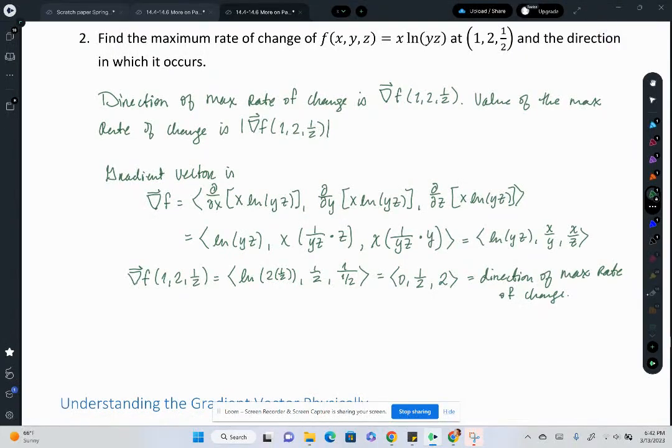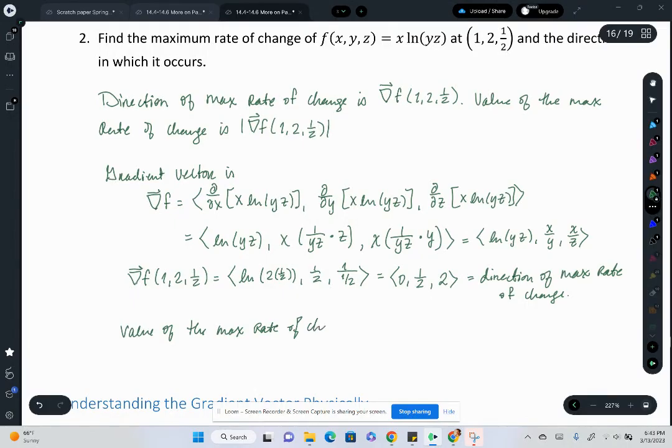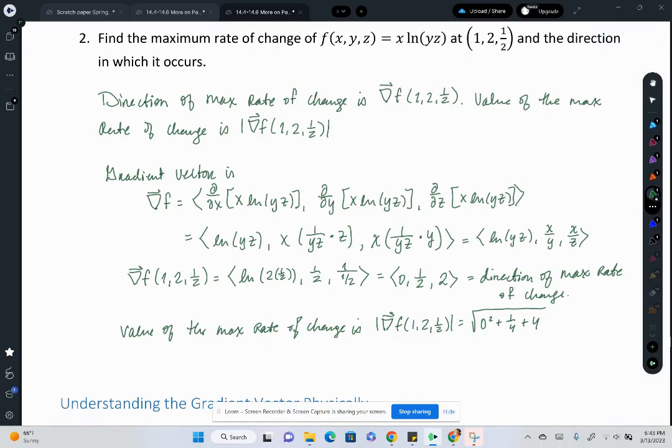Okay, and then the value of the max rate of change is the magnitude of this gradient of 1, 2, 1/2, which will give us the square root of the sum of squares, so 0 squared plus a fourth plus 4. I can rewrite 4 as 16 over 4 and add those, and this gives me the square root of 17 over 4, or in other words, the square root of 17 over 2. That is the value of the max rate of change.